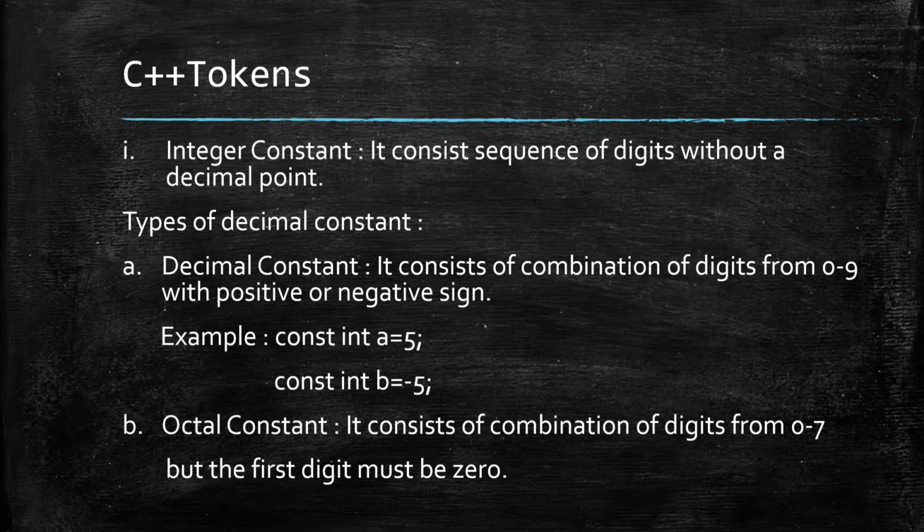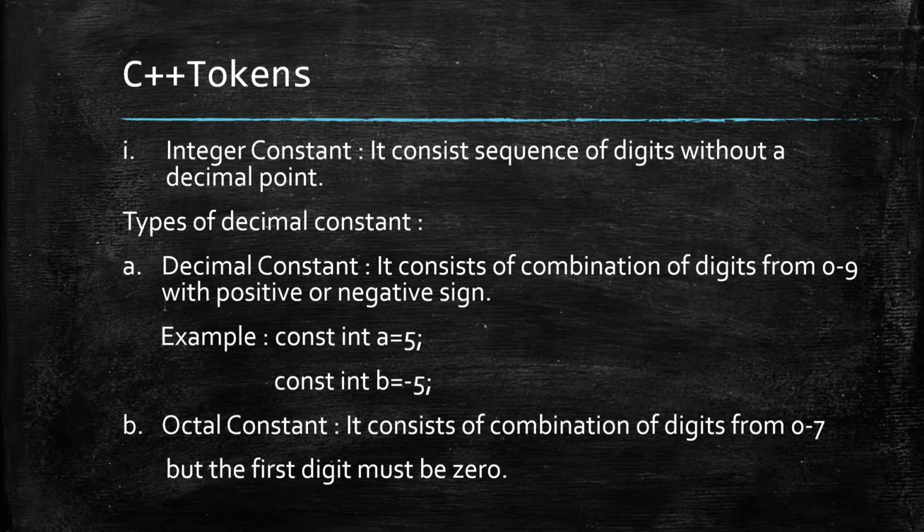First, coming to our integer constant. So what is my integer constant? It consists of a sequence of digits without a decimal point. I already said, integer takes only whole numbers. It does not take any sequence of digits with a decimal point. If a decimal point is there, it does not take it at all. It only takes the whole number.